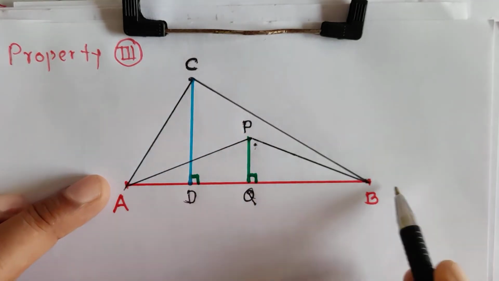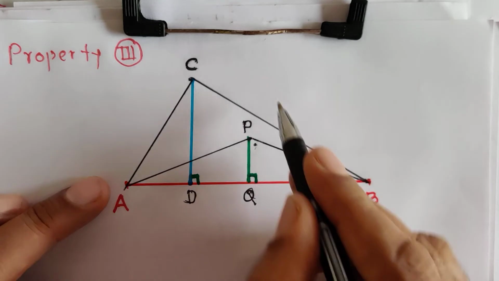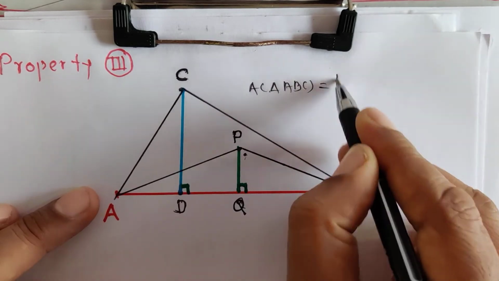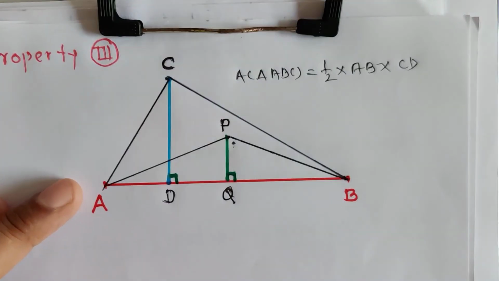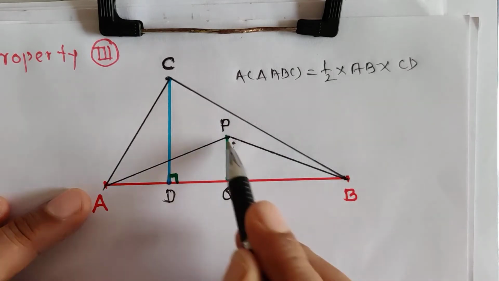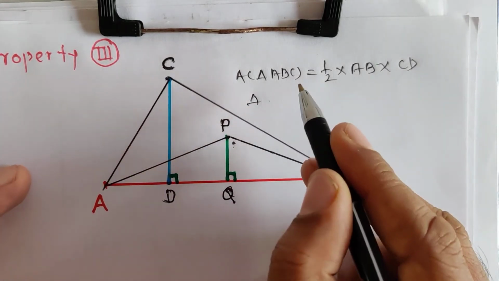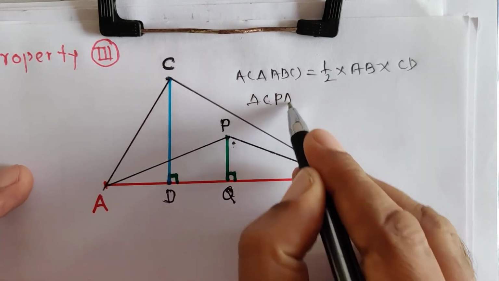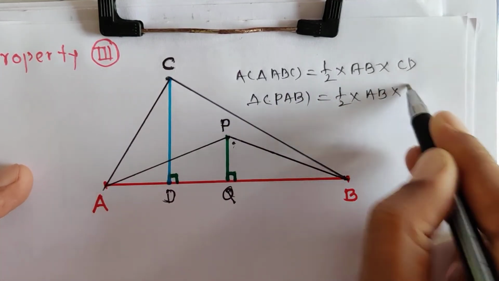ABC, this is the larger triangle having AB as the base and CD as the height. So we get area of triangle ABC is equal to half into AB into CD. And here, the second triangle PAB. In this triangle PAB, area of triangle PAB is equal to half into AB into PQ.